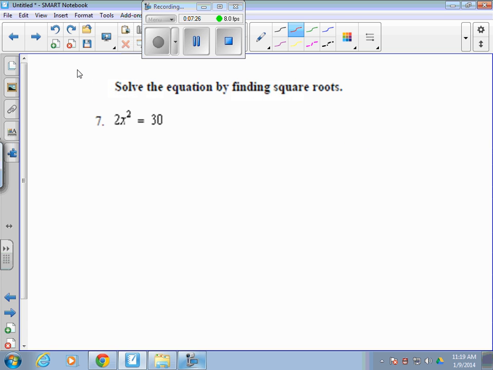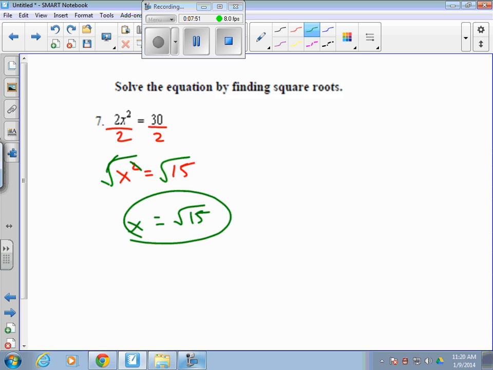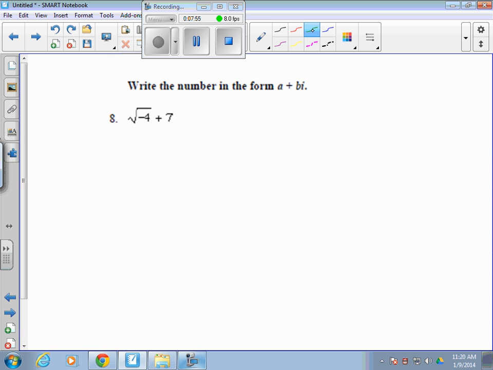7 says solve by finding square roots. 2x squared equals 30. You have to undo multiplying before you undo squaring, so divide by 2 on both sides, and you have x squared equals 15. And then in order to undo squaring something, take the square root of it. x equals the square root of 15, and that can't be simplified any farther without estimating as a decimal, so that's good enough, square root of 15.